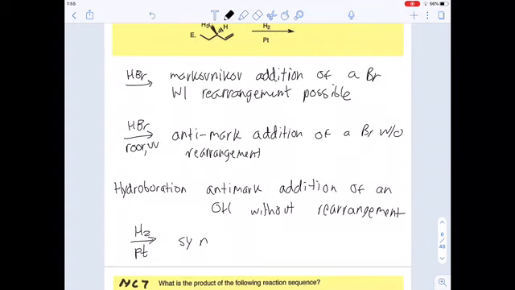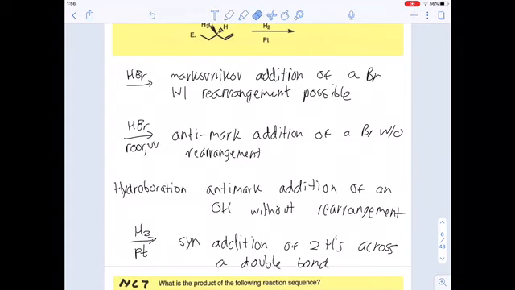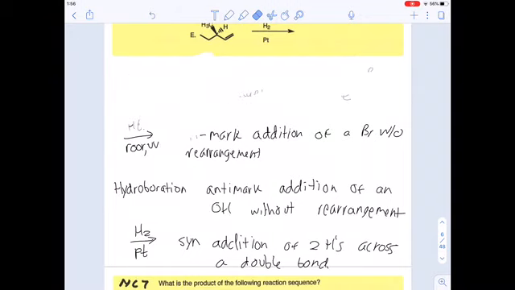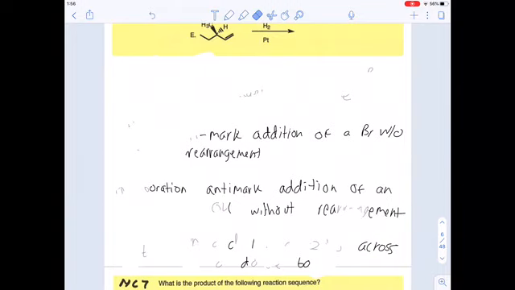Finally, you have H2/Pt. H2/Pt is going to be the syn addition of two hydrogens across a double bond. Alrighty. So I'm going to erase this, and then we'll start doing the actual answers to the question.